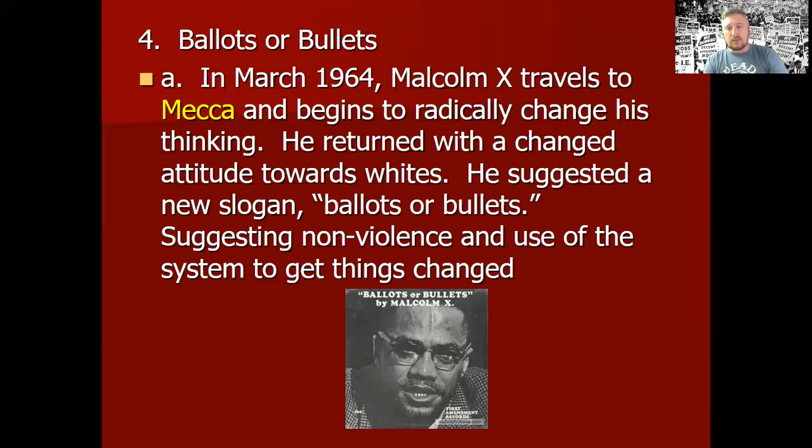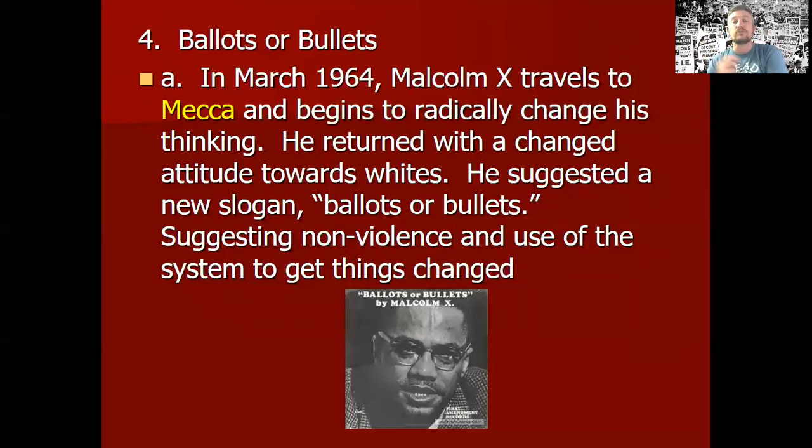Malcolm X does start to change his message a little bit. In March of 1964, Malcolm X would travel to Mecca. According to the Islamic belief, the 5 pillars of Islam, one of those pillars is that if you have the ability, you must travel to Mecca. You have to make that pilgrimage, right? Malcolm X does that here. And while he is there, he studies with Islamic leaders, and he realizes his message needs to change, that he does need to give peace more of a chance than what he has perhaps before.